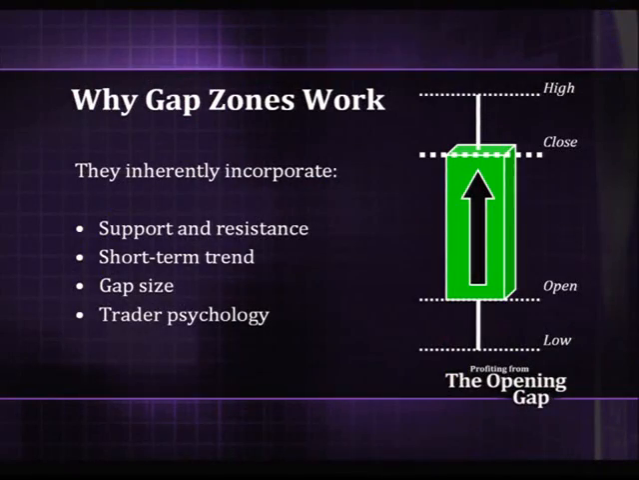But there are other factors to consider also, like the size of the gap is inherently built into the zone. If we open above the highs when the prior day was up, like in this example, that's going to be a smaller gap most of the time than, say, a gap that opens below the low of the prior day. So that's another reason these zones work. They inherently incorporate gap size. And they also incorporate trader psychology, which I'll talk about a little bit more in a moment.